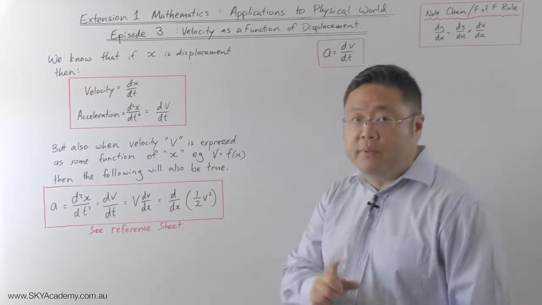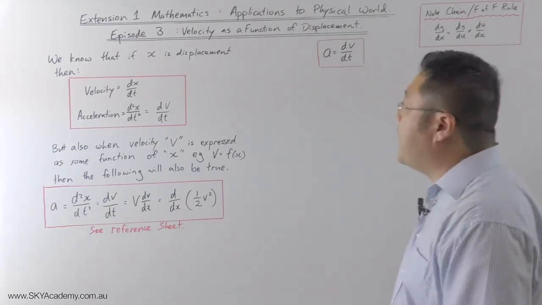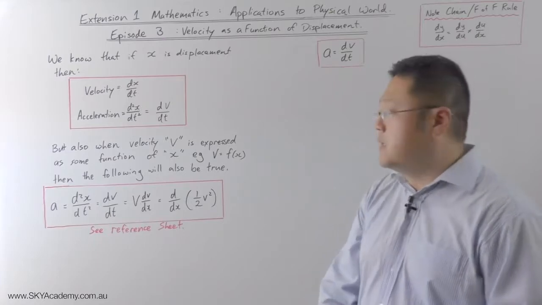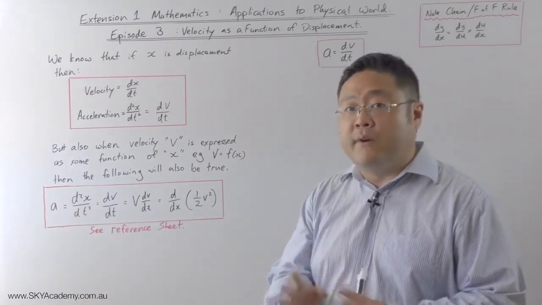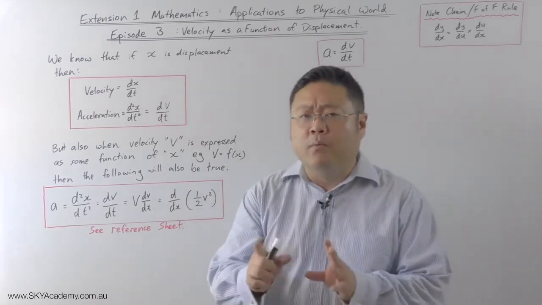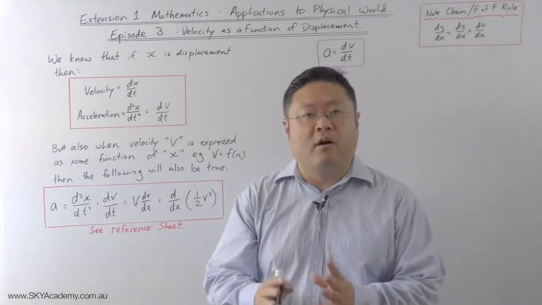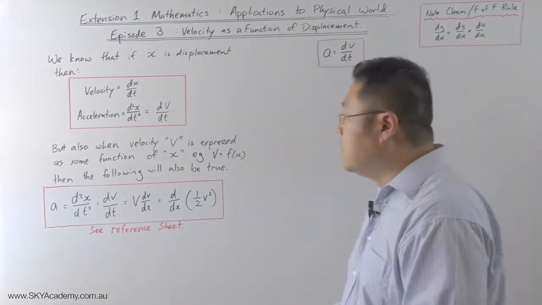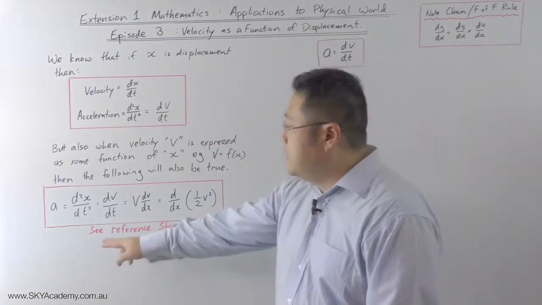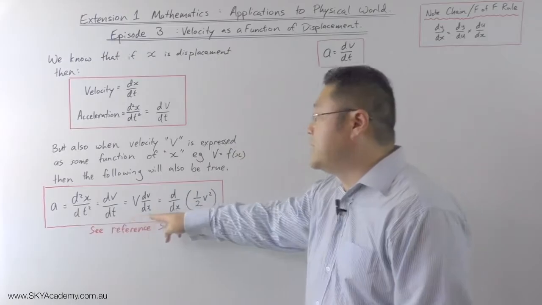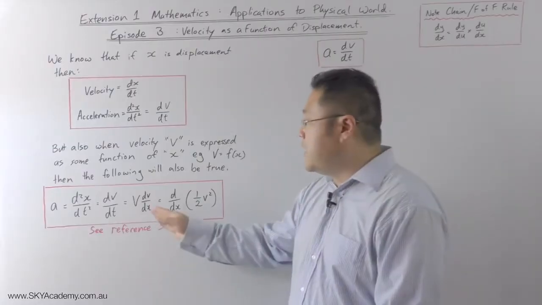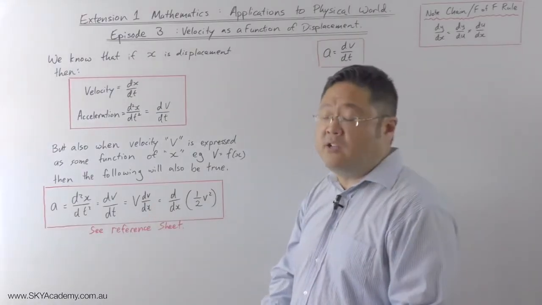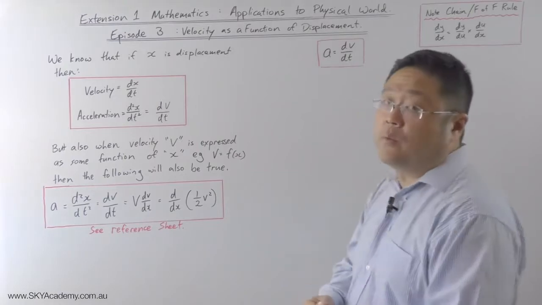In this episode, I want to go through a little bit of an aside and talk about different ways of expressing acceleration. You will find this on your reference sheet, at the top right-hand corner of page 4. If you look there, you will see that acceleration can be expressed in all of these different ways. So just check your reference sheet for that. But in order to get to that, let me go back and explain some of the stuff that we already know.